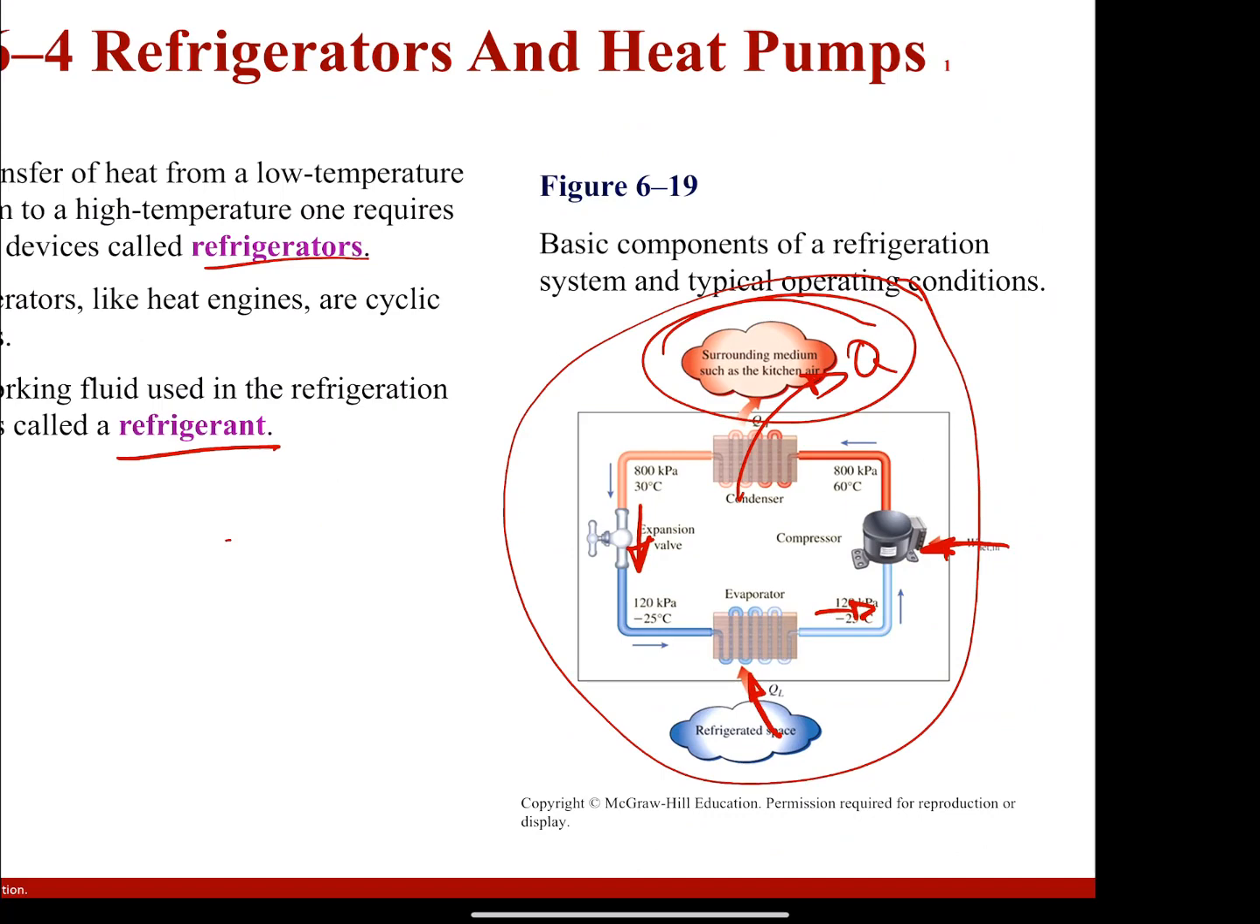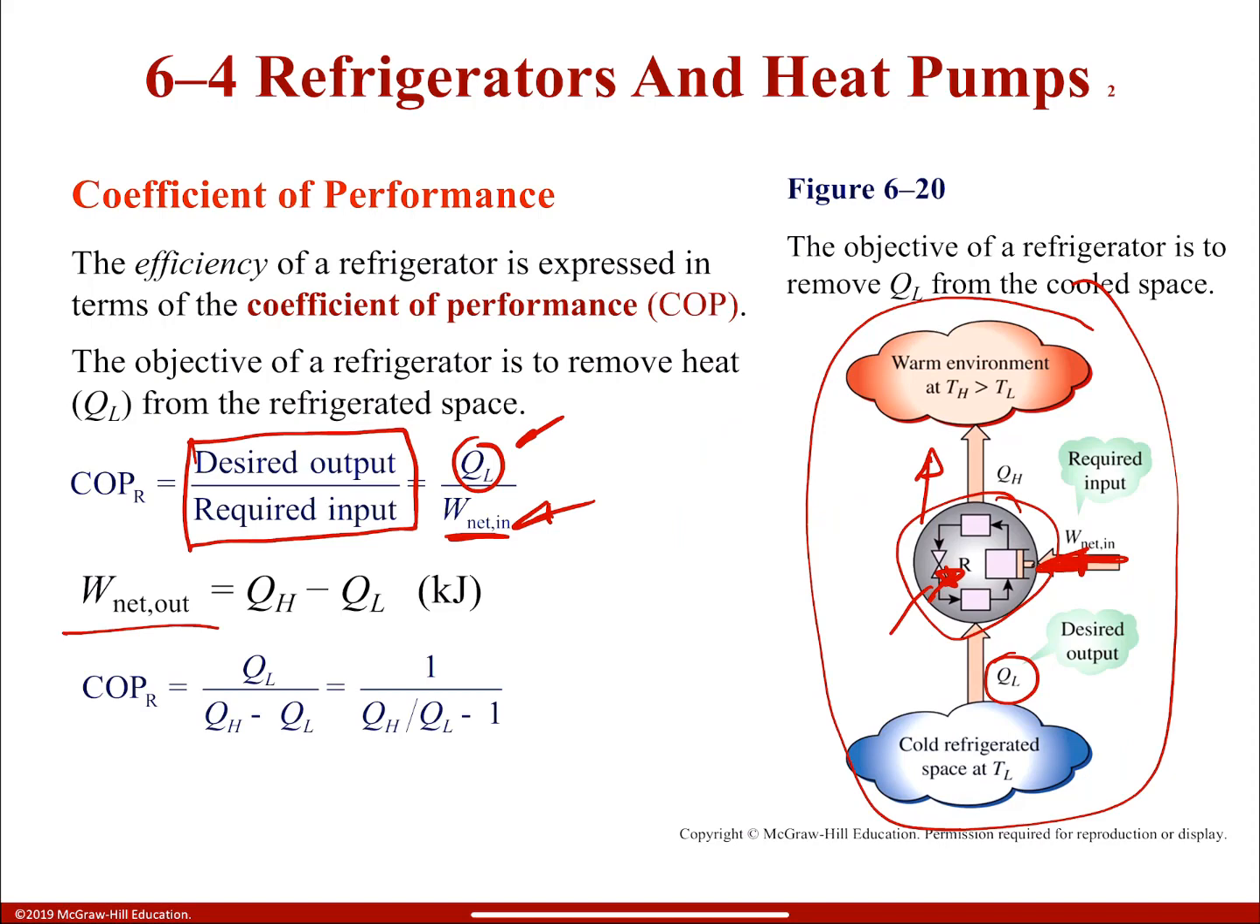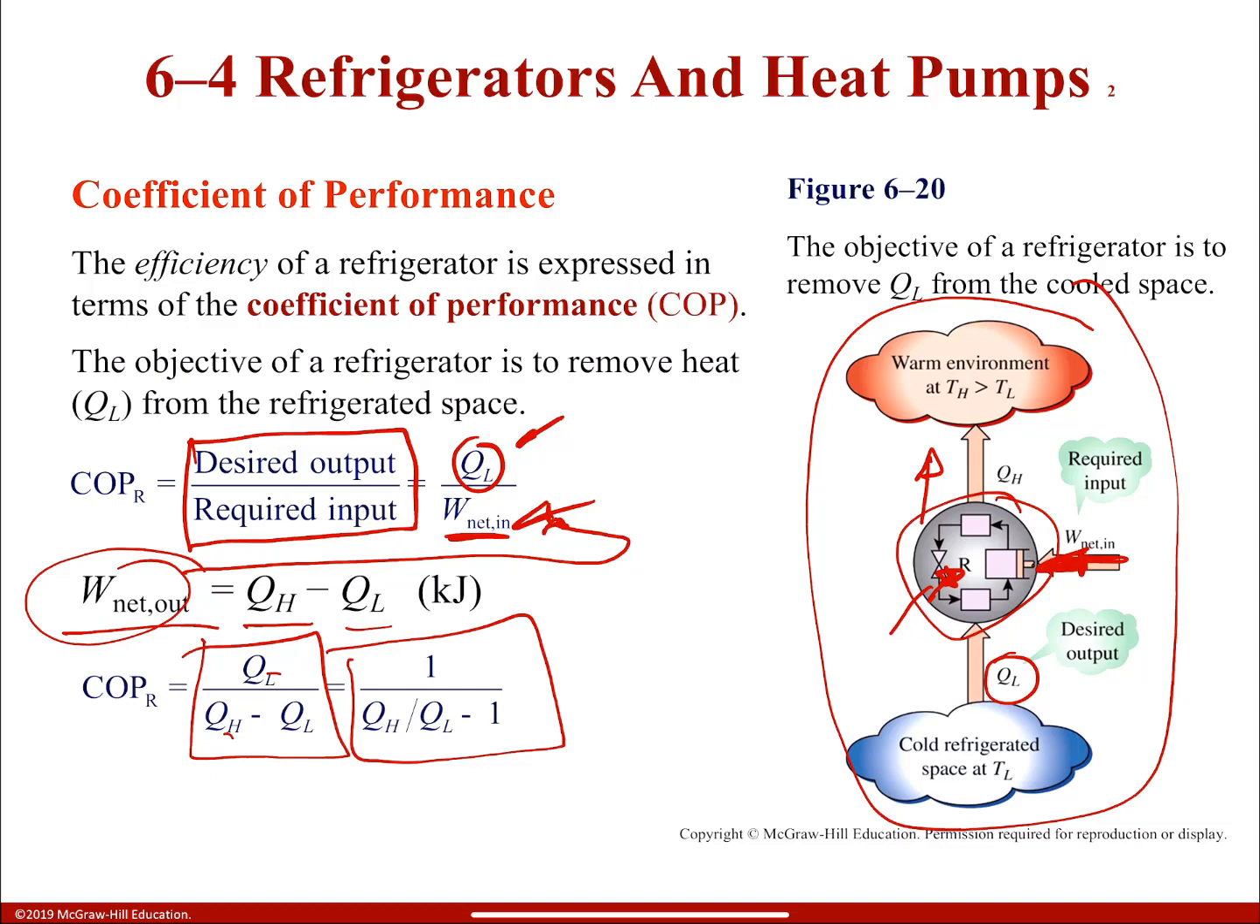Again, so the net amount of work coming out will be equal to QH minus QL. And if I take this definition of work net, and I put it into this one, then I will get that coefficient of performance is equal to QL over QH minus QL. And if I just simplify the equation a little bit more, I will get something like this. Remember that equation because you need it when working with refrigerators.